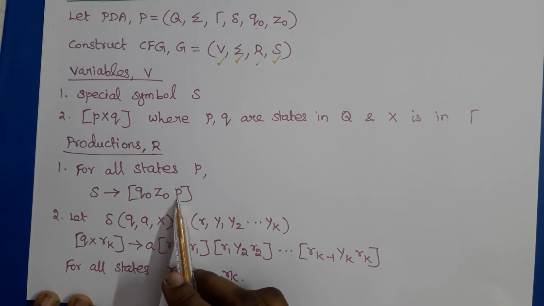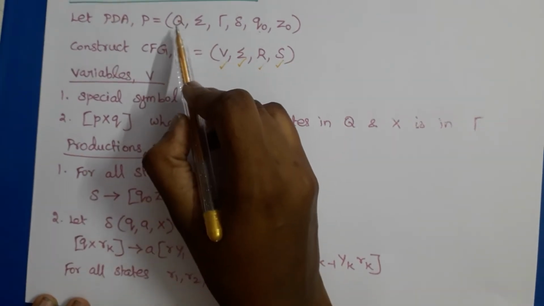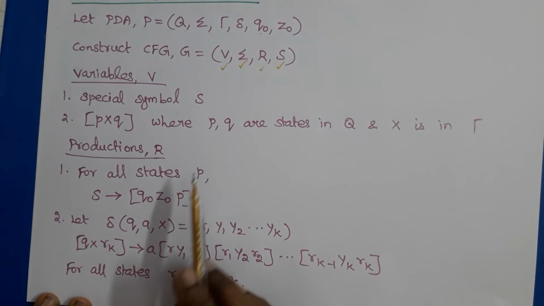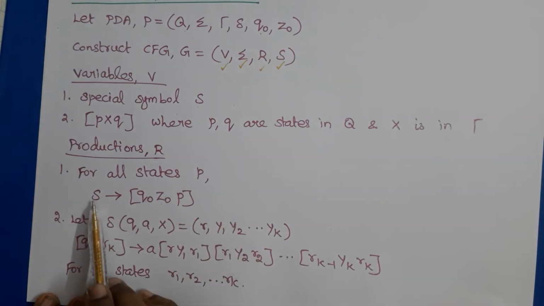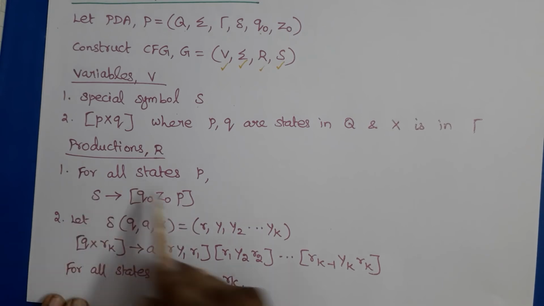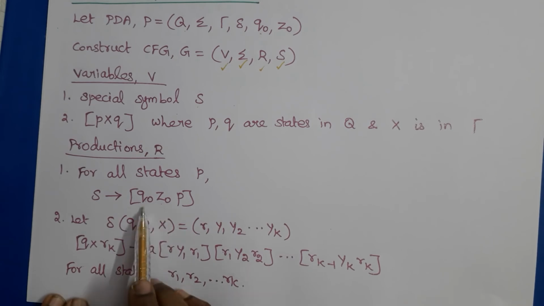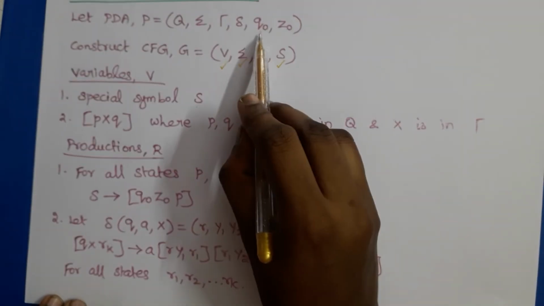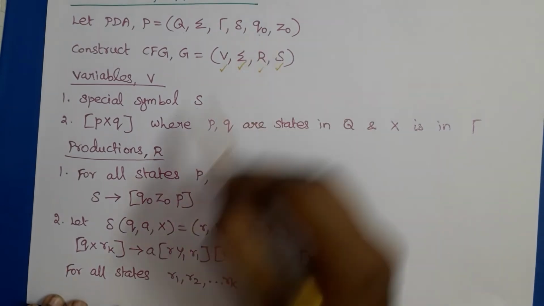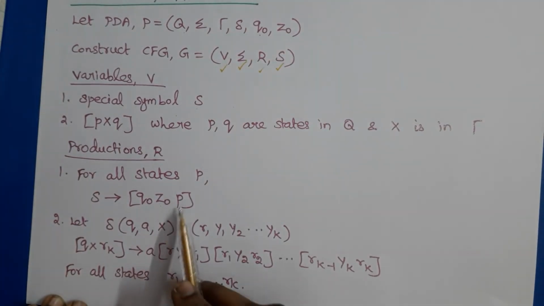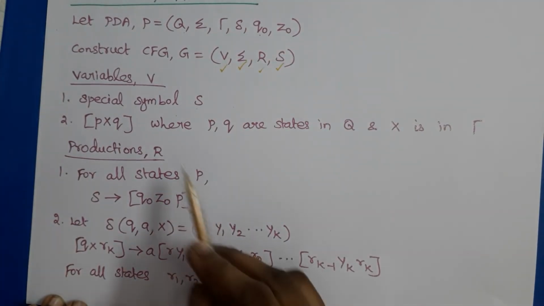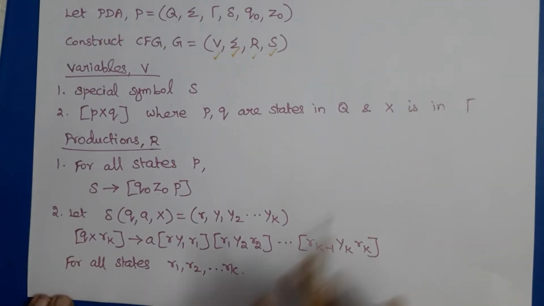For example, if Q has 2 states P and Q, then the productions are S tends to [Q0 Z0 P], and S tends to [Q0 Z0 Q]. So this rule must be written for all possible choices of the last symbol. The first 2 symbols are Q0 Z0 only, that is, the starting state and starting stack symbol. Then the last state must be written for all states in Q.